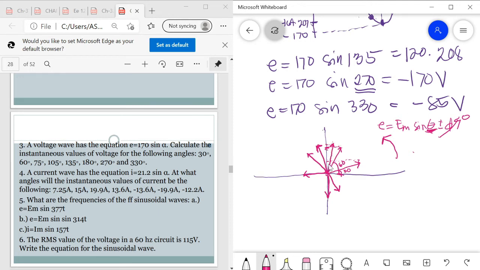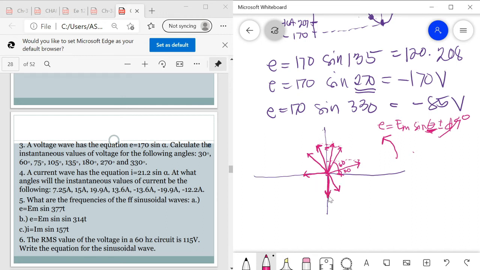Next, 75, here is the 75 from the reference. So, project, and again here is the value of the instantaneous voltage. 105, this is the 105, project it, and you can read a value here. Next one, 135, this is the 180. So, 0, because it is exactly on the x-axis. So, that is 0.